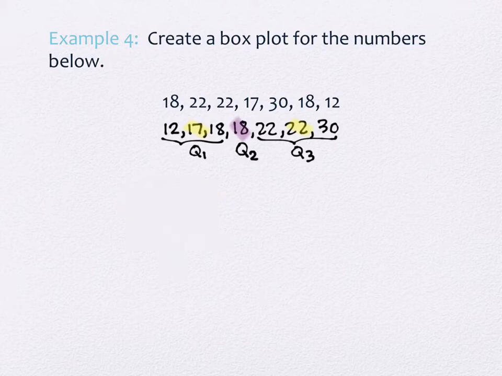So let's draw a couple other things. We need a lower extreme and an upper extreme. If we've put them in order, it's very nice to see. The 12 is my lower extreme, just because it's the smallest, and the 30 is my upper extreme. It is the largest.